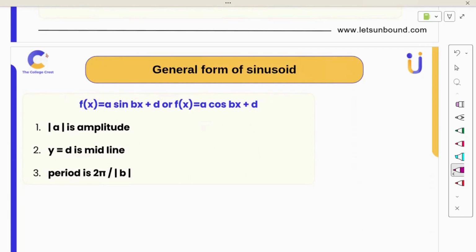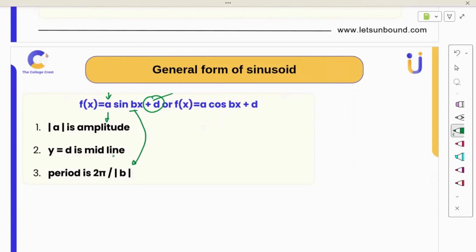But as of now, the terms we learned, right? A sine bx plus d. Adding d will represent the midline. And a, whichever you multiply outside, will give you the amplitude, and take the absolute value every time. And b will affect the period.